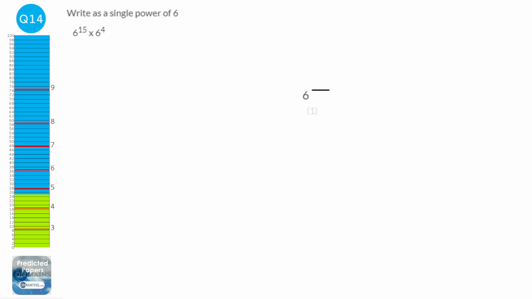The rules are that when you multiply two numbers with the same base, and the base is the big number, then all you need to do is add the powers. So we're going to do 6 to the power of 15 plus 4, which is going to be 6 to the power of 19.